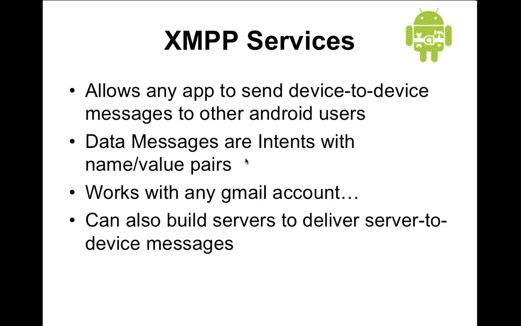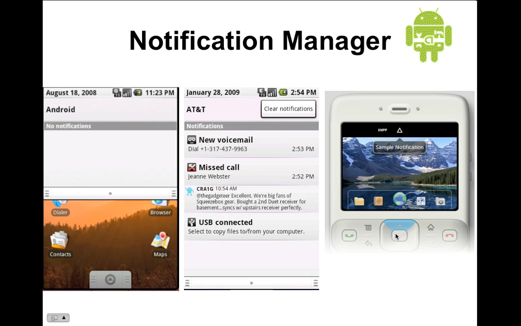Data messages are intents with name and value pairs. Works with Gmail accounts, can also build servers to deliver server-to-device messages and stuff, broadcast messages from servers to phones. So doing device-to-device communication, sending messages back and forth.